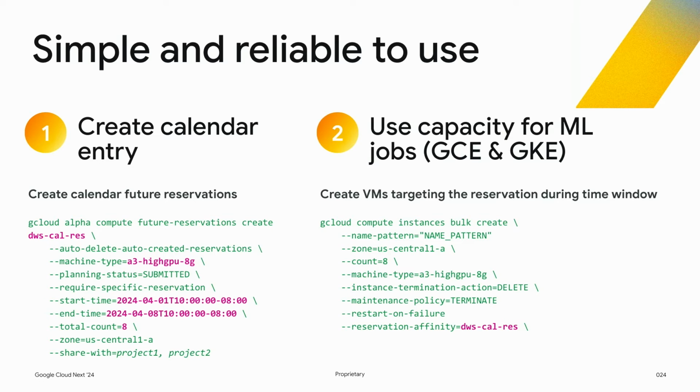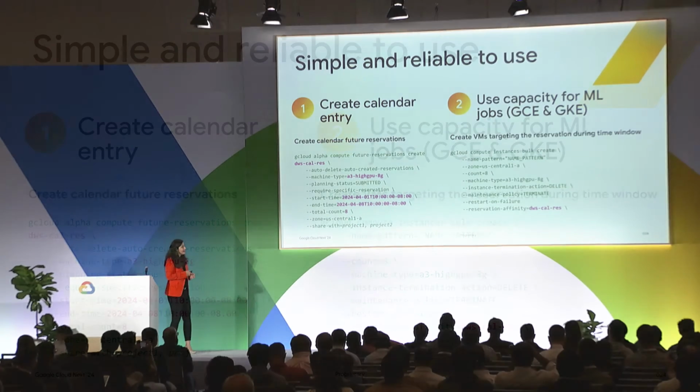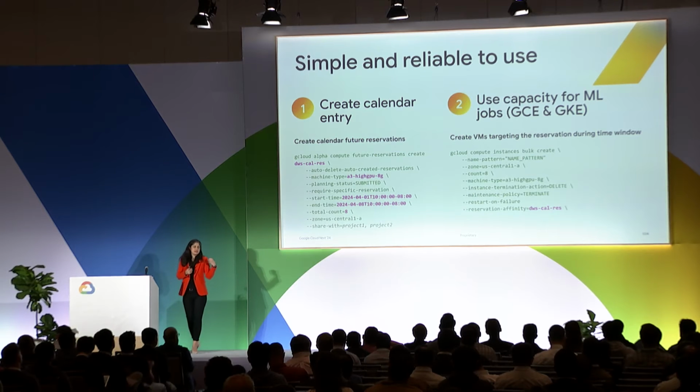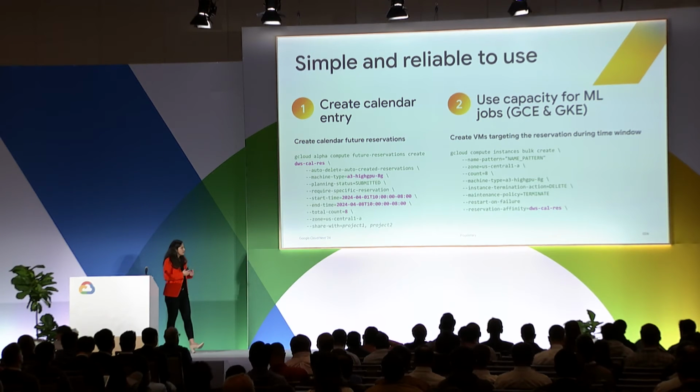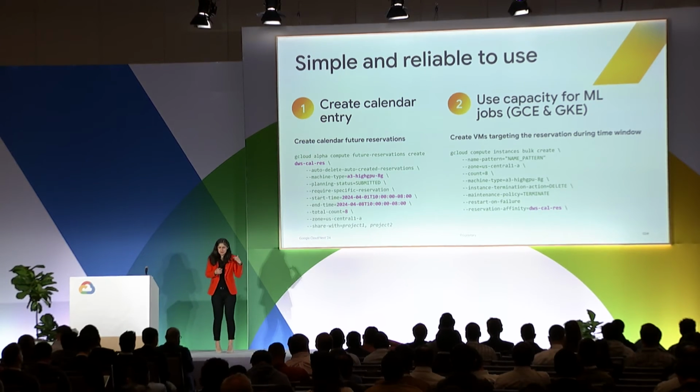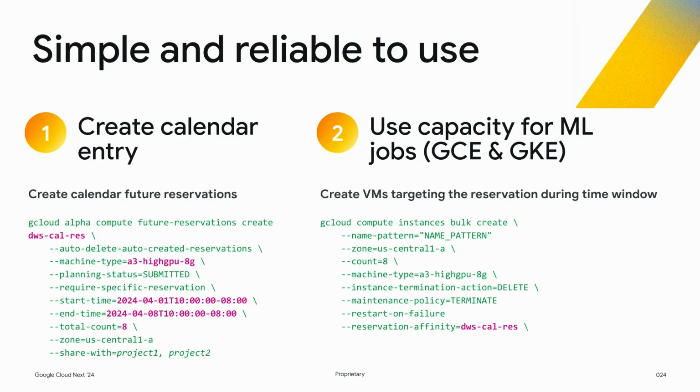Good news is that you can actually share it across projects. And you can also create a reservation using an instance template. That's another way to create a reservation. Step 2, as soon as the capacity is available, you can start consuming it by specifically targeting the reservation. And you have a few options. Either create single VMs, VMs in bulk, a node pool in GKE, or you can target the reservation with Google Batch.